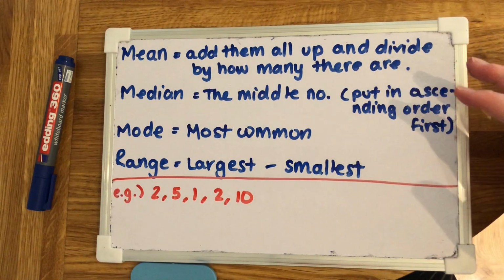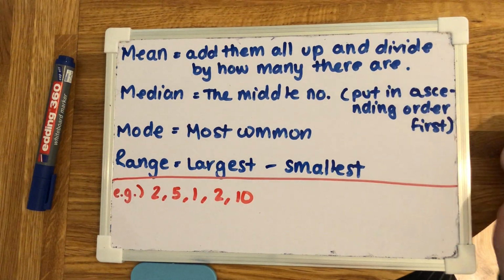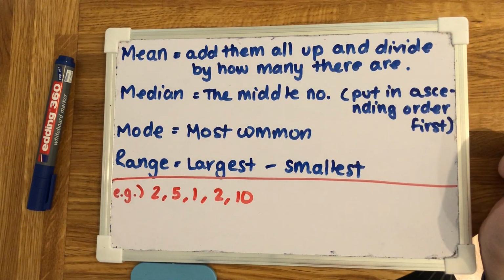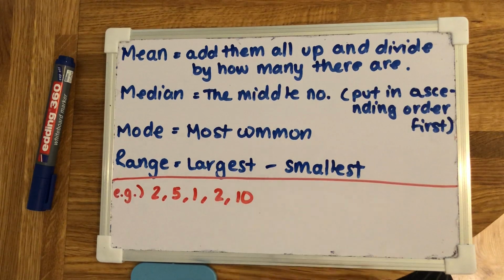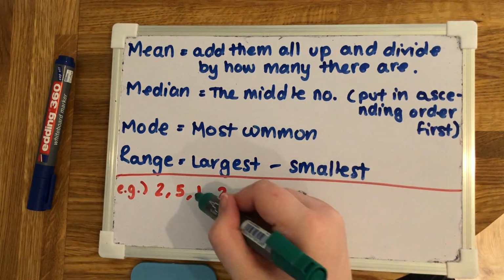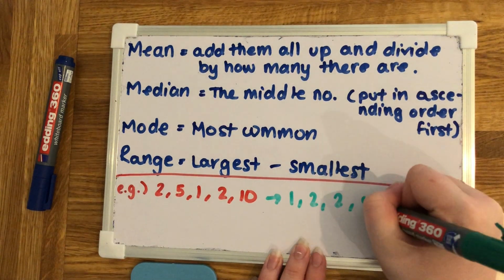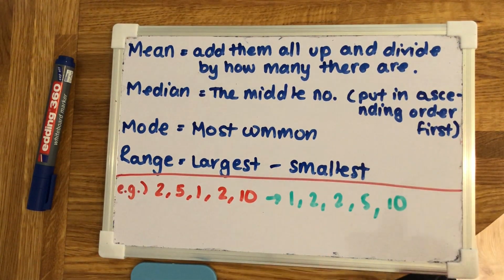And the last one is the range. So that's just the difference between the largest number that you've got and the smallest number that you've got. Okay, so we're going to start with this. So 2, 5, 1, 2 and 10. The first thing I'm going to do is put them in ascending order. Okay, so again, what I said was ascending was from smallest to biggest. So the smallest is 1, then it's 2, then it's 2, then it's 5, then it's 10.